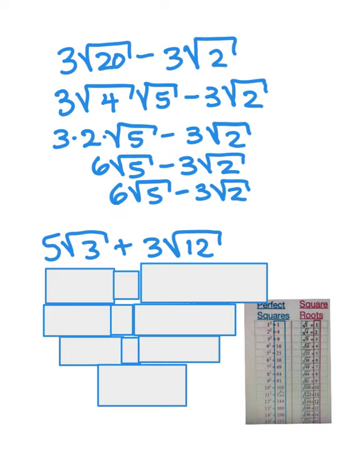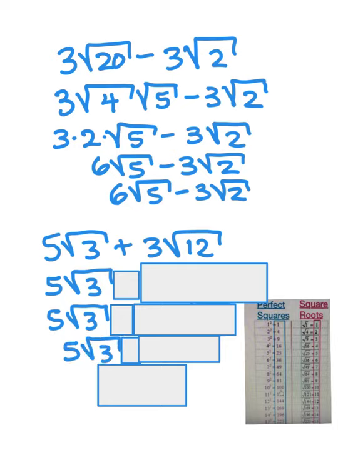The last question that we're going to look at is 5 square roots of 3 plus 3 square roots of 12. So let's look at the 3. Can we simplify this any further? Well, is there a square root of 3 on this square roots list? There is not. So it's actually going to stay the same. I brought it down just to help, and we're still adding.